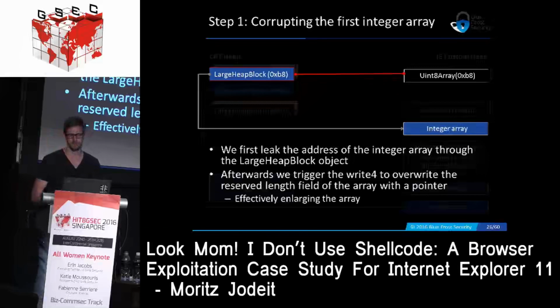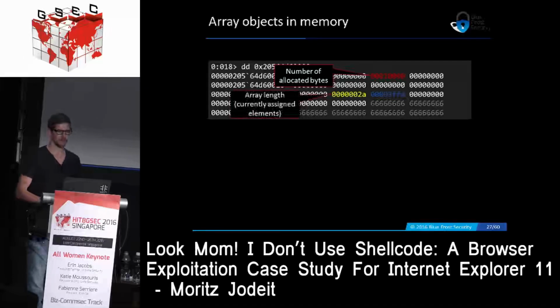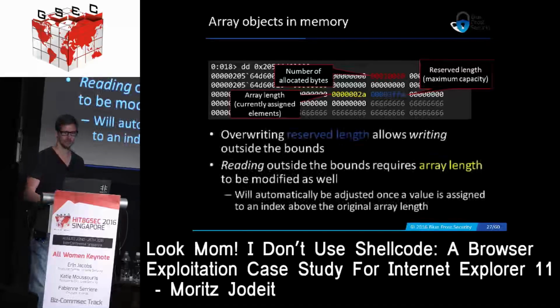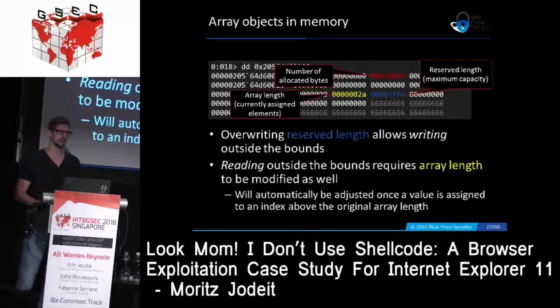By overwriting the size field with a pointer, you enlarge the size by a really large factor. And a quick refresher on how arrays are stored in memory. So basically you have three length fields. You get the number of allocated bytes, you get the actual array length, which is the number of currently stored elements in the array. And finally, you got the reserved length. And during the write8 primitive, or with the size corruption, we just overwrite the reserved length, which allows us to use this array to actually write out of bounds.